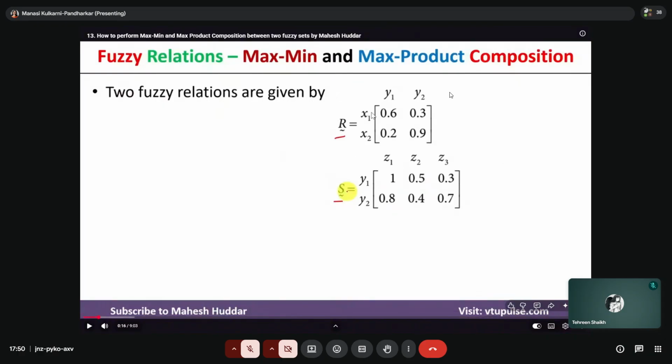If you look at the fuzzy relations, it will always be like this. That is, x1 and x2 are your rows, whereas y1 and y2 are the columns. Now when we talk about the second fuzzy relation, obviously something should be common. And what will be common? That is, y1 and y2 will be the rows, whereas z1, z2, z3 will be the columns. Write down these two fuzzy relations first.